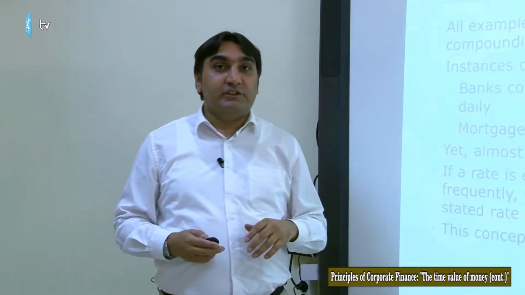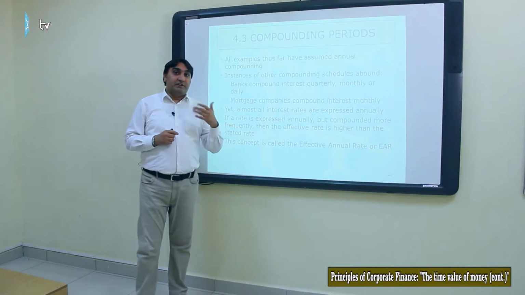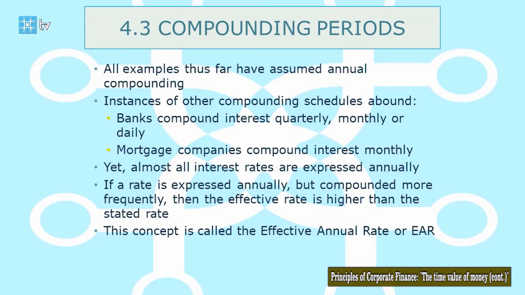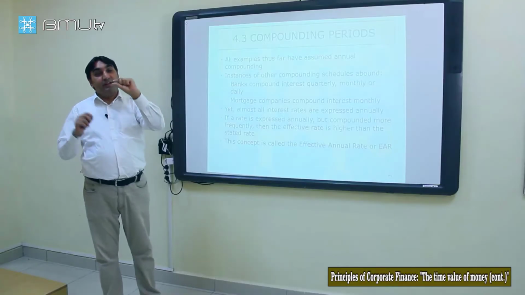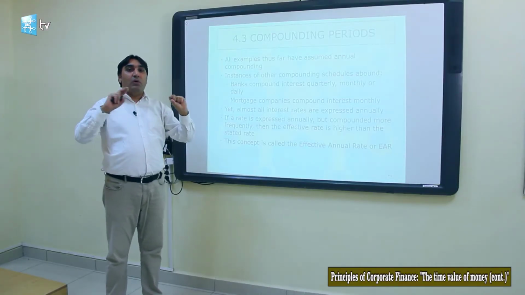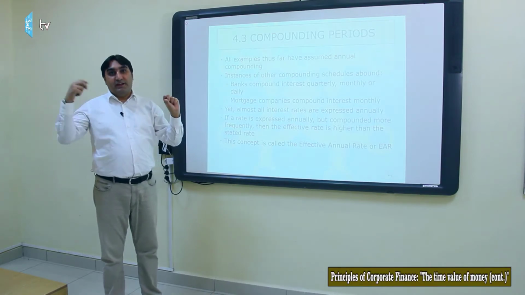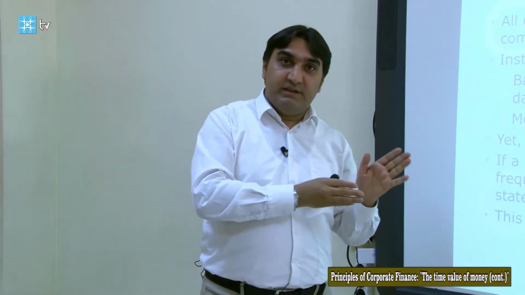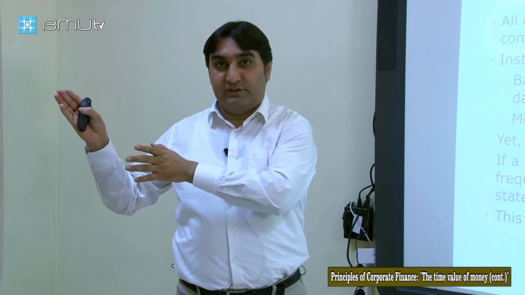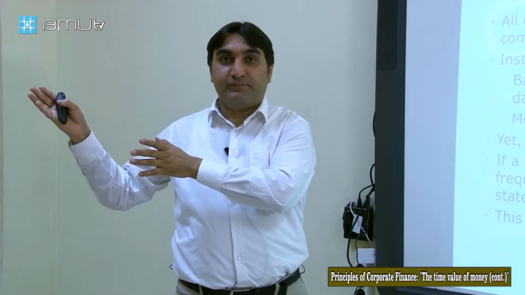Now we continue to compounding periods. All examples so far have assumed annual compounding, but in practice, banks compound interest quarterly, monthly, or daily. Mortgage companies compound interest monthly. So these compounding periods may be different than annual, but all rates are quoted as annual rates. Frequency may be different than annual frequency.